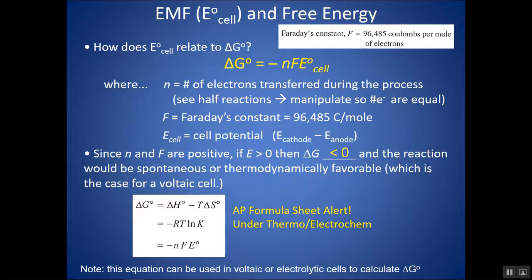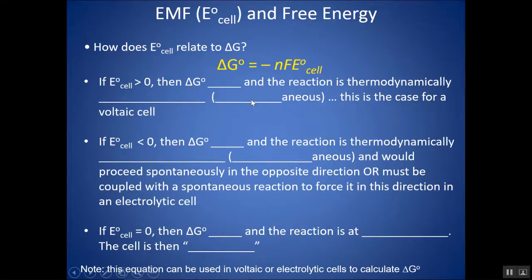You are taking this chemical energy that happens spontaneously and converting it to electrical energy by making these electrons go through the wire, and you can now actually use this as a battery. You can actually use this equation in an electrolytic cell too. You're just going to end up getting that delta G is positive for an electrolytic cell, which we will talk about another day. Okay, so how does E of the cell relate to delta G?